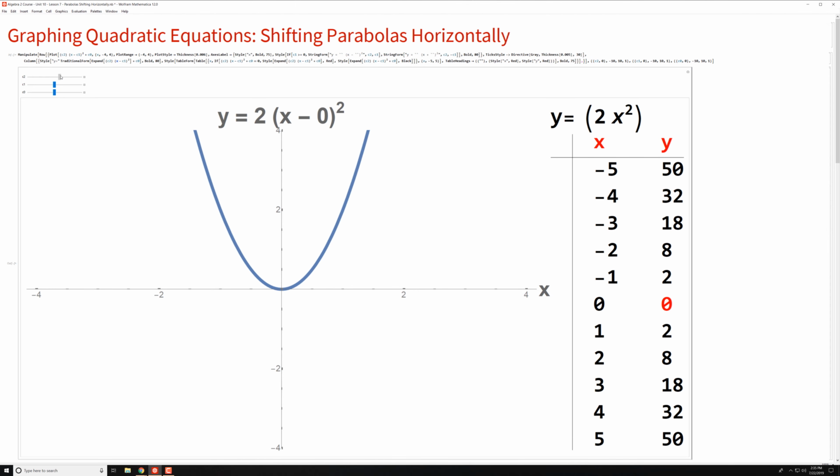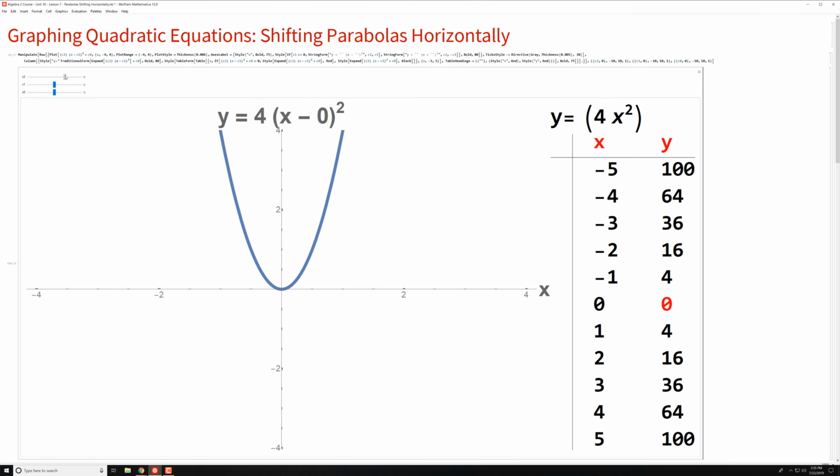Now let's change it to make it a 2, or let's change it to make it a 3. See, it makes it more and more narrow as I increase this guy. So let's land on 4 quantity x minus 0 squared, which means it's basically 4x squared. This is the table of values.